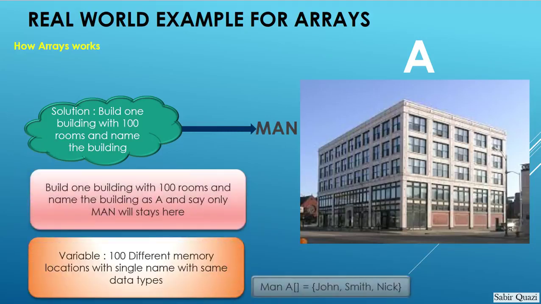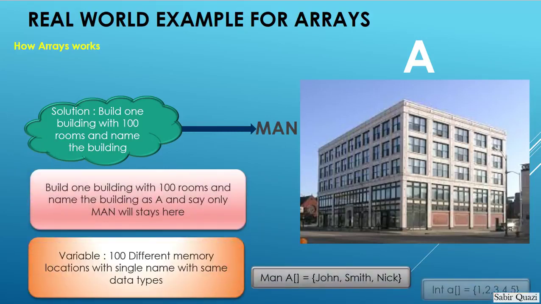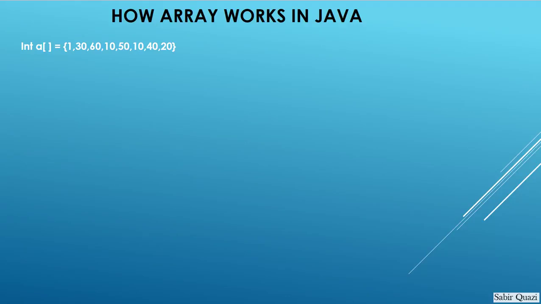Similarly, we define an array in Java with a single name A, which will hold the values of hundreds of variables. Now let's see how an array works in a programming language. You might have got an idea of how or why we need arrays. Now let's see how an array works. Now let's get back to Java again.